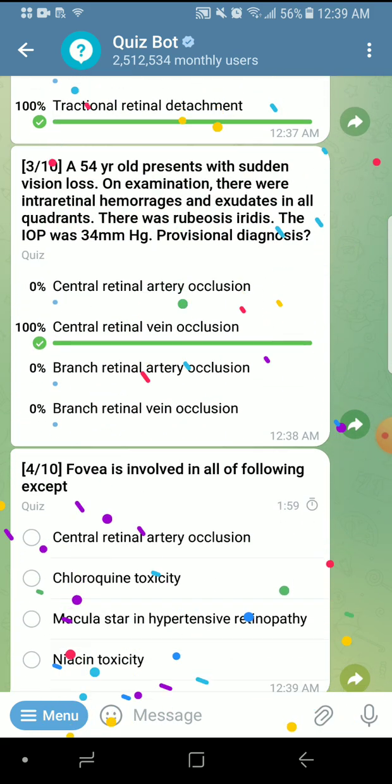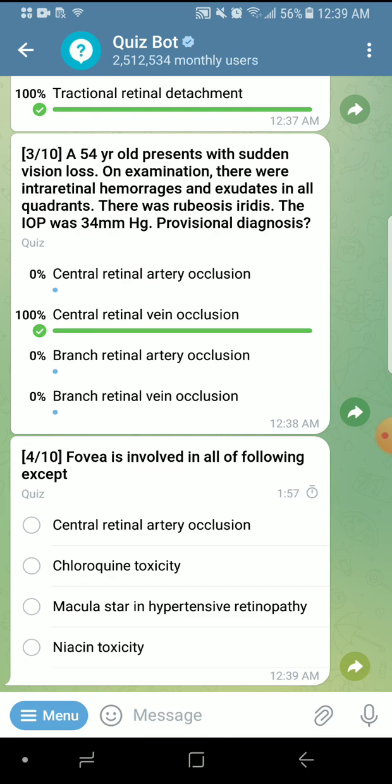The primary treatment of CRVO is pan retinal photocoagulation, secondary is anti-VEGF injection. I have given a question on that as well. Now, the fovea is involved in Bull's maculopathy, and in hypertensive retinopathy, the macular star appearance, and in cystoid macular edema like niacin toxicity.